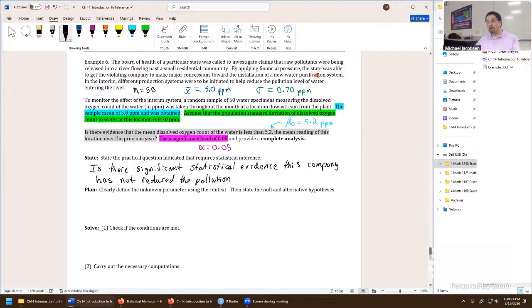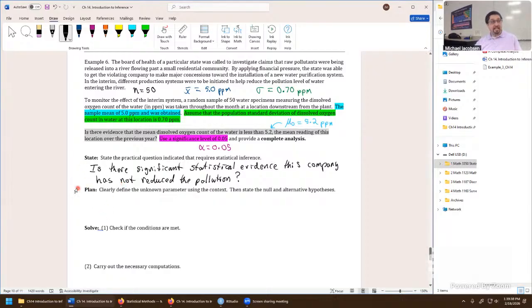And we know they eventually will. They're going to install a water purification system, but recall, this question is really about in the interim, before they installed the purification system, they agreed to reduce the pollution level of the water. So that's the whole question. Do we have evidence that they didn't do it? We're going to go and see if we have evidence against them to put even more financial pressure on the company. We're imagining we work for the state as a statistician.